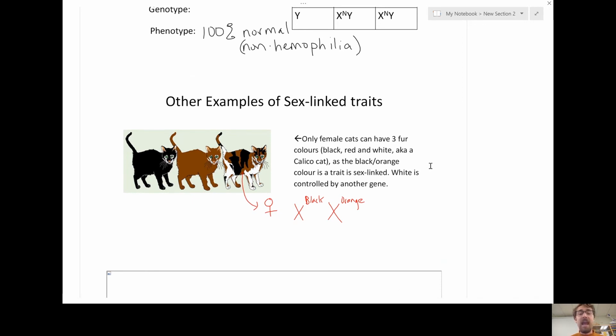Another example of sex-linked traits occurs with calico cats, or cats with 3 fur colors. Only female cats can be calicos. Black is on one chromosome, orange is on another. You need both of those to show all 3 colors. And white is controlled by other genes, not on the X chromosome. So you just need those 2 X chromosomes to see all 3 of those fur colors.